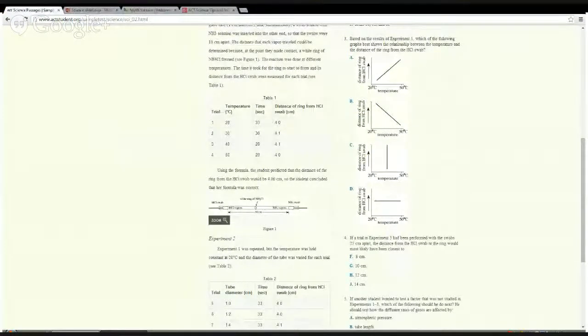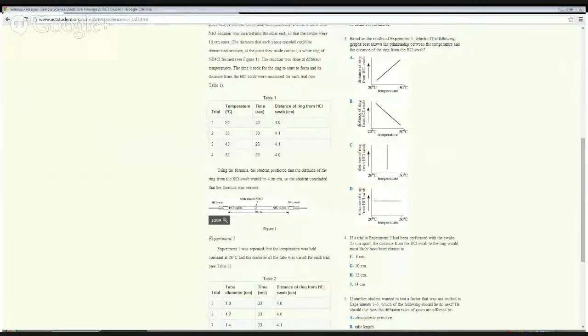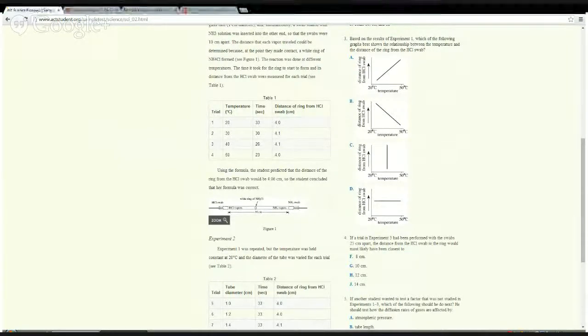And that's pretty basic just by looking right here at the charts. So here they change the temperature. Here they change the tube diameter. So those are the 2 things. The time is something that they keep track of, and then the distance of the ring from the swab. So those 2 things stay the same. The thing that changes is the temperature in table 1, tube diameter in table 2. So the answer there is A.